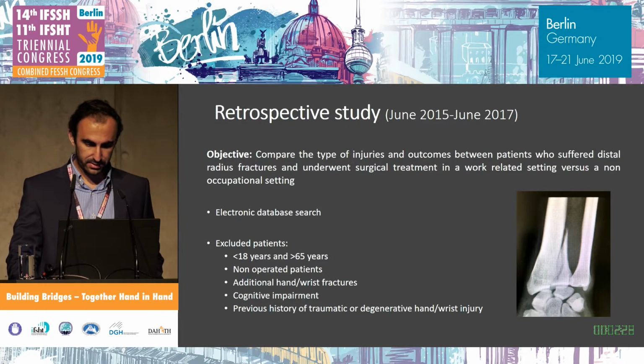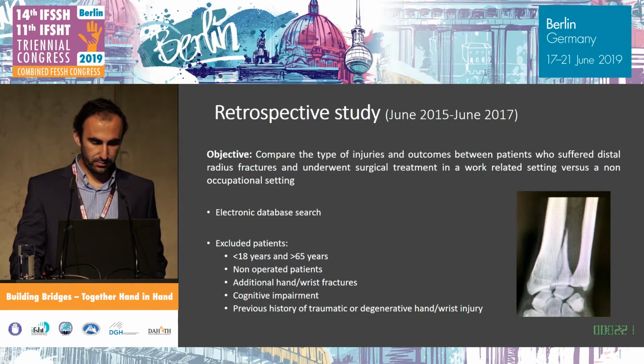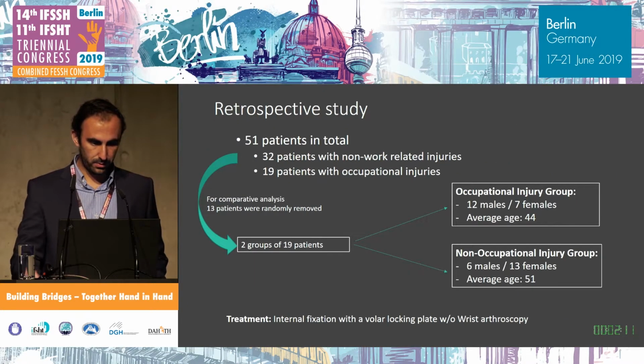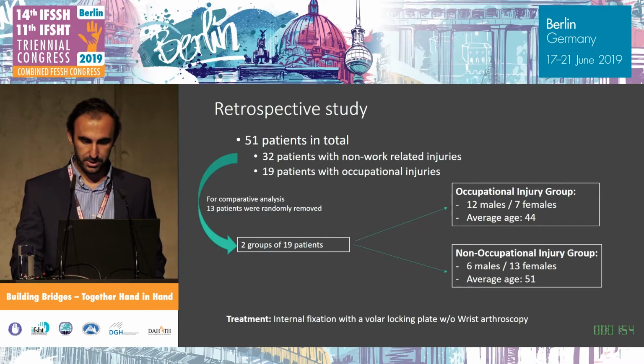We excluded patients who were younger than 18 and older than 65 years old, patients with additional hand and wrist fractures, cognitive impairment, and with previous history of traumatic or degenerative hand and wrist injuries. So we ended up with 51 patients in total, 32 with non-work related injuries and 19 with occupational injuries. For a more homogeneous group comparison, we randomly removed 13 patients from the non-work group. So we ended up with 2 groups of 19 patients.